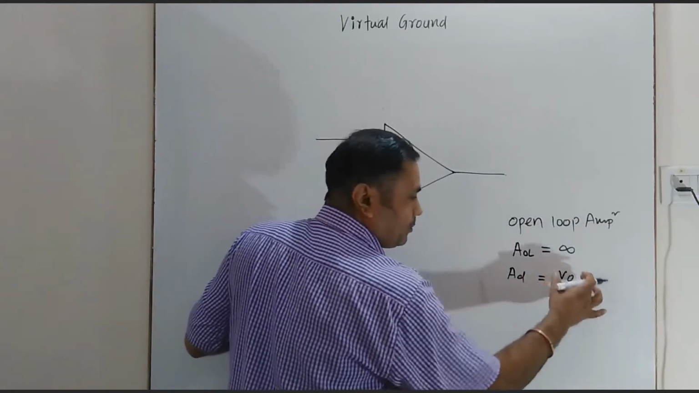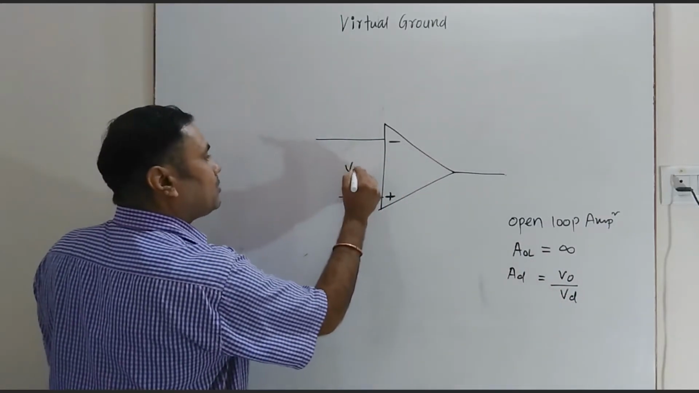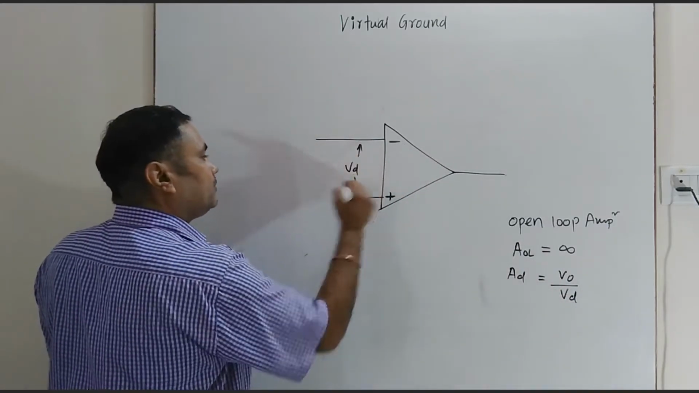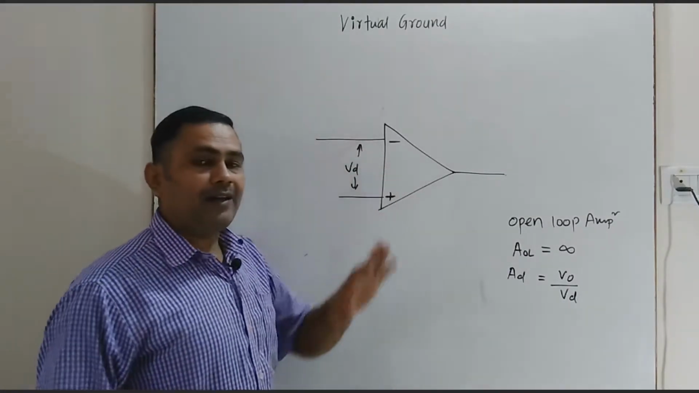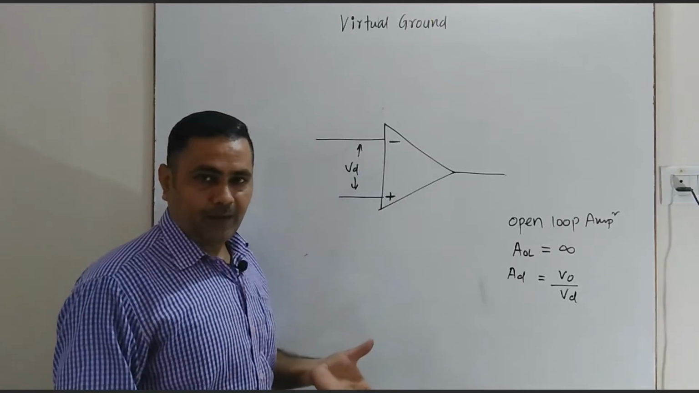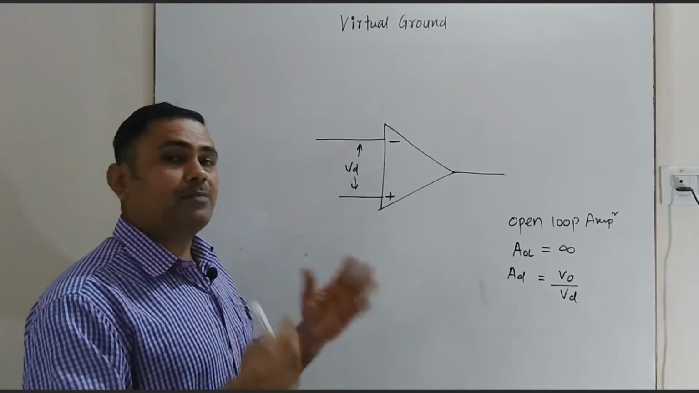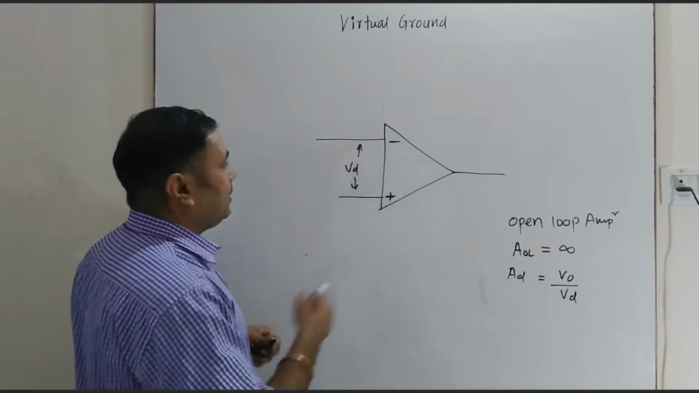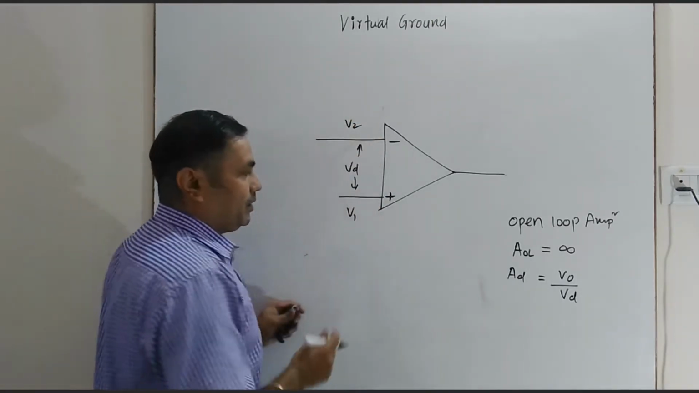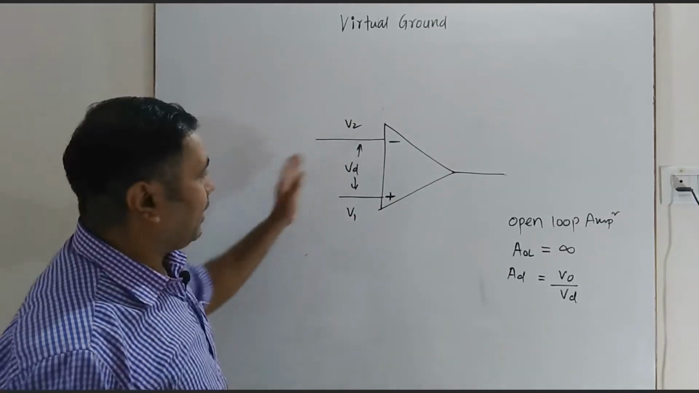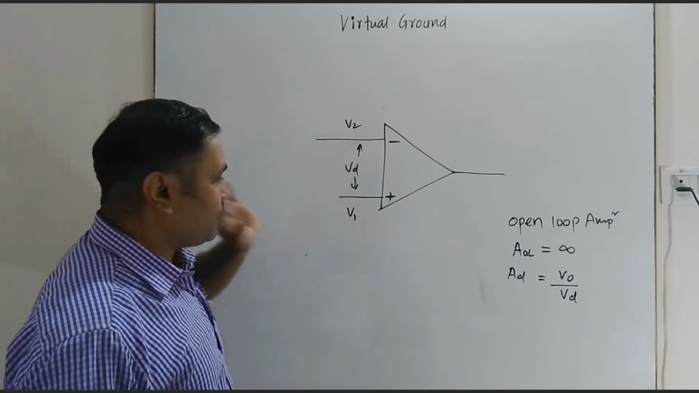So output voltage upon VD, and what is now VD? VD is the difference between these two terminals. Why? Because basically an operational amplifier is a differential amplifier. Differential amplifier means it amplifies the difference between two inputs. So let us see. Suppose this is your V2 terminal and this is your V1 terminal. That means the voltage connected at the inverting is V2 and the voltage at the non-inverting is suppose V1.